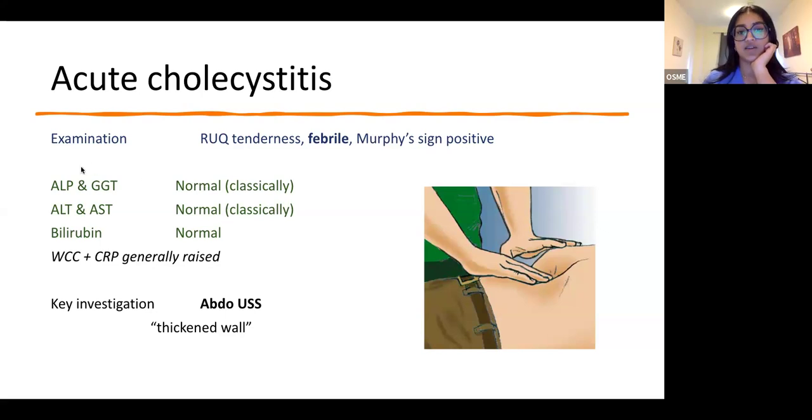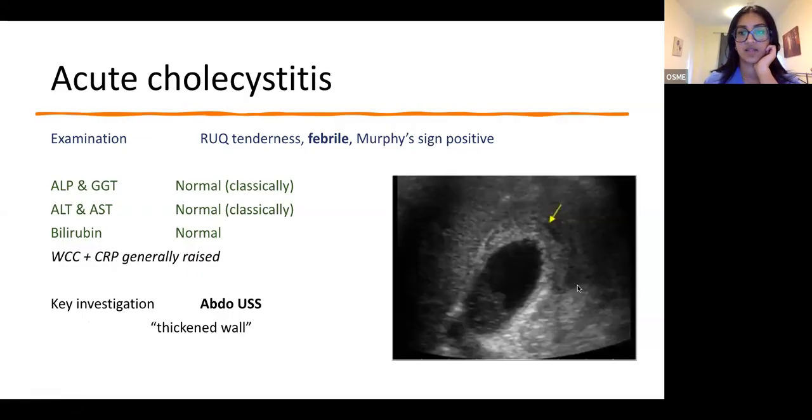And LFTs are classically normal. There might be some slight derangement, but on the whole, nothing too crazy. You'd have raised white cells and CRP signifying an infection. And as always, abdo ultrasound shows a thickened wall like this.